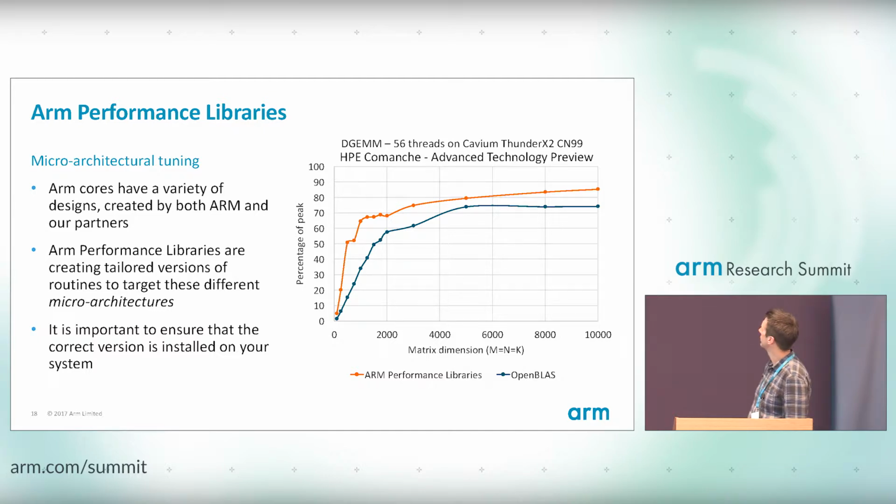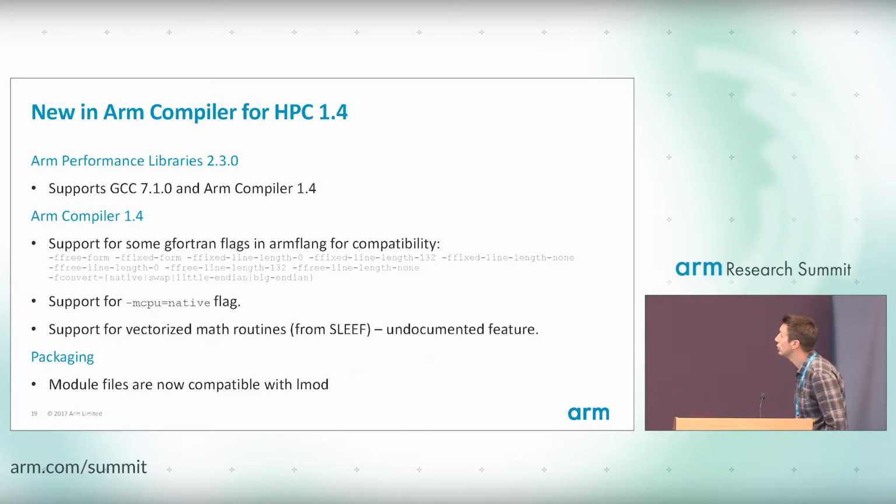ThunderX2 tuning is really the focus of my team over the next few months. That's where we're doing a lot of our work and targeting a lot of our performance optimization efforts. In terms of what's new in ARM compiler, we have a new version of the performance libraries just released. So the ARM compiler for HPC 1.4 is the package that includes the compiler and the libraries.